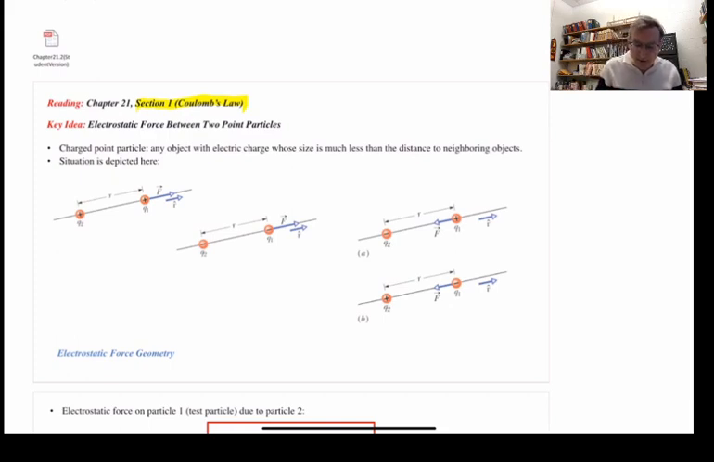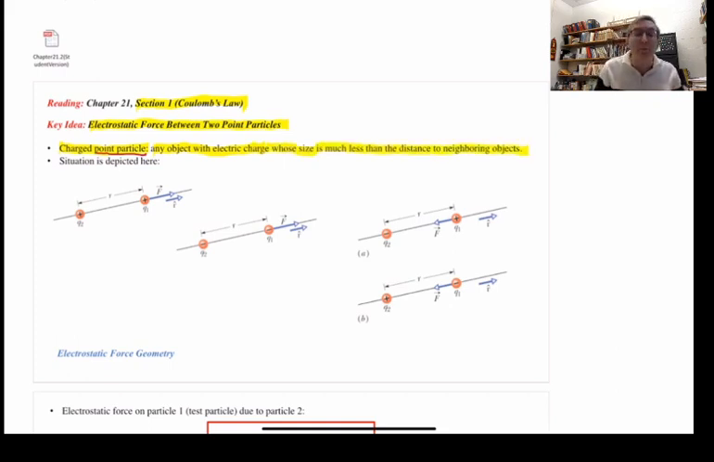So the key idea we're going to talk about is the electrostatic force between two point particles, each with some amount of electric charge. So first, let's be clear on what we mean by a charged point particle, or just particle. We mean this in practical terms. A charged particle, or point particle, is any object with electric charge whose physical size is much less than the distance to the neighboring objects.